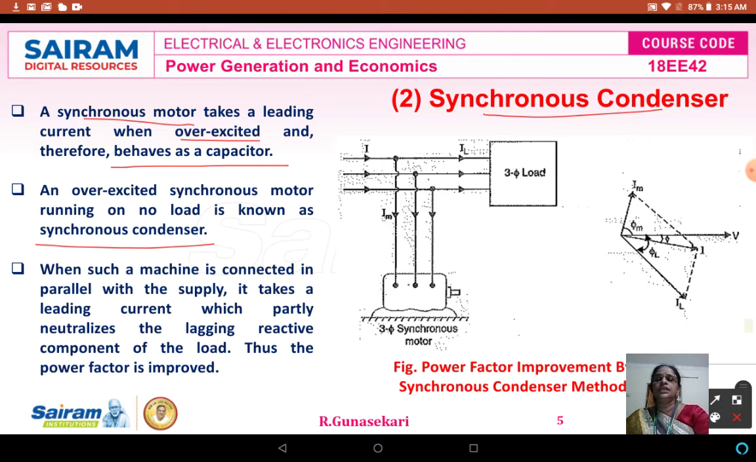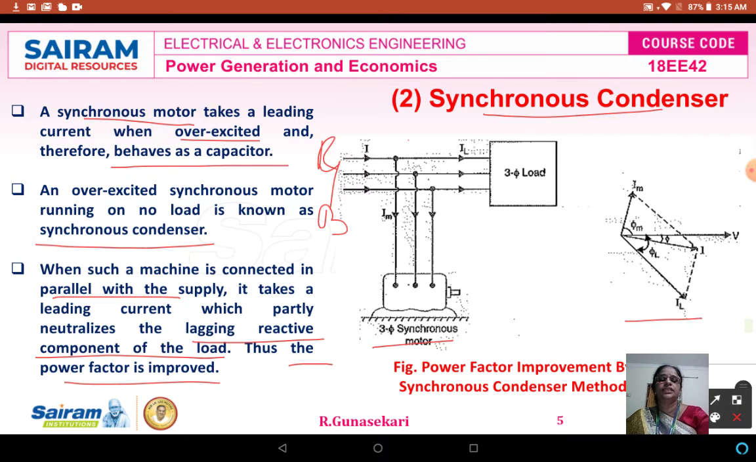When the synchronous motor is connected in parallel with the power supply, it takes a leading current which partly neutralizes the lagging reactive component of the load. Therefore, the power factor is improved. Now you see this is the power supply RYB. The synchronous motor is connected in parallel with the power supply.